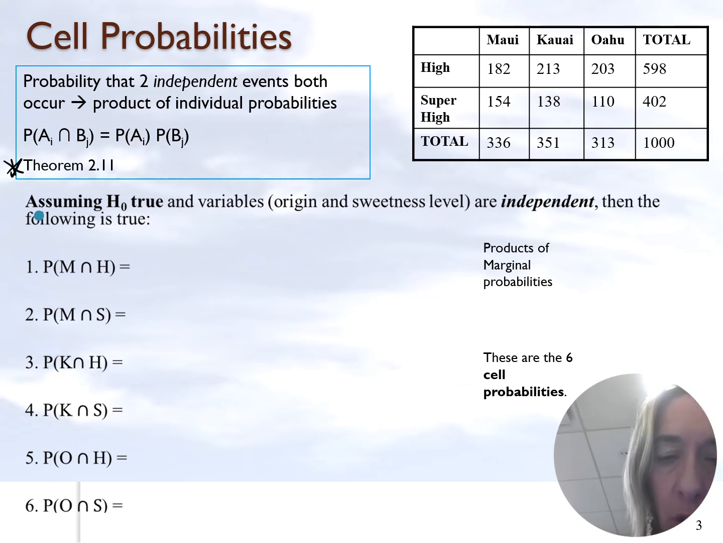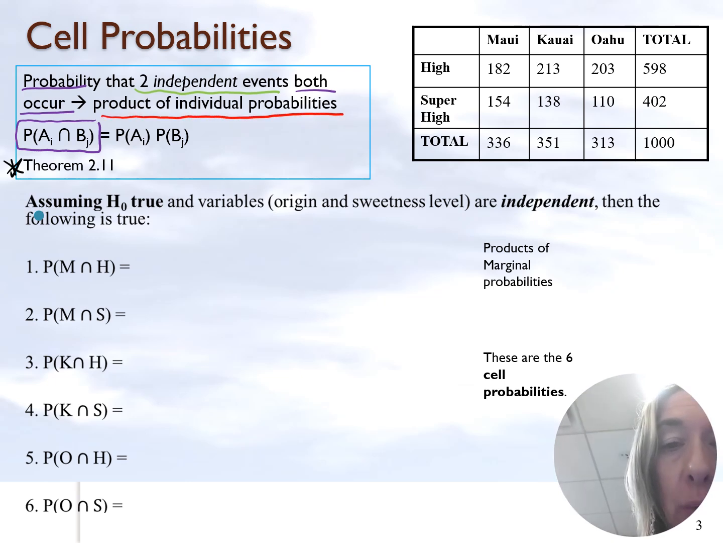If you've got two independent events, the probability that they both occur, which you could write as the probability of A and B, or the probability of A intersect B, is actually equal to the product of the individual probabilities. So the probability of A and B equals the probability of A times the probability of B, assuming that A and B are independent events. Now that's theorem 211 in your book.